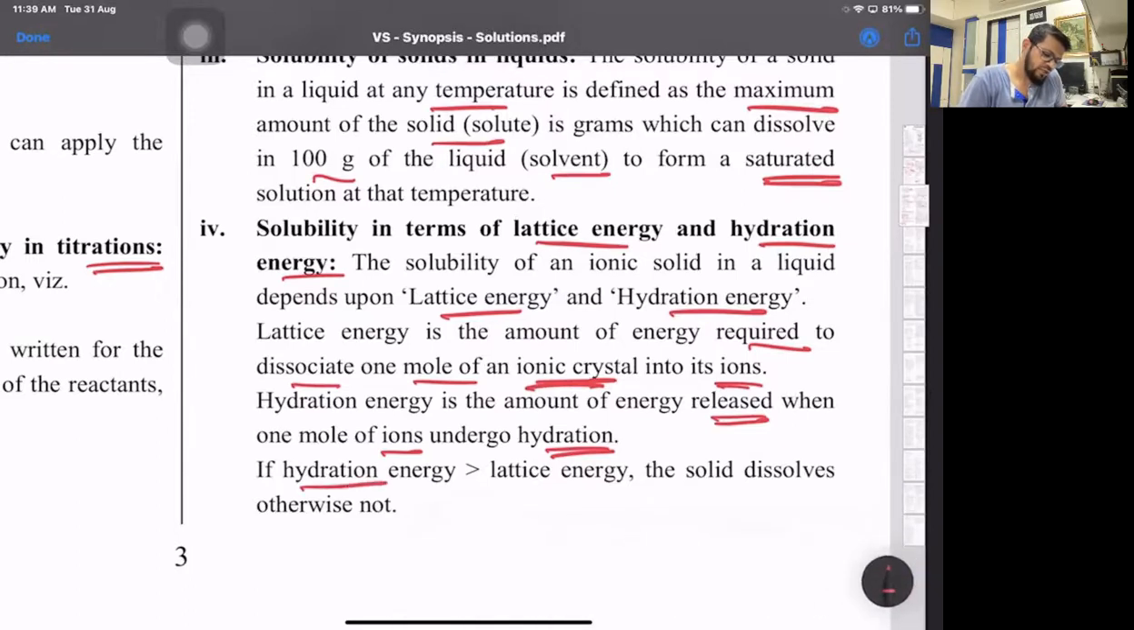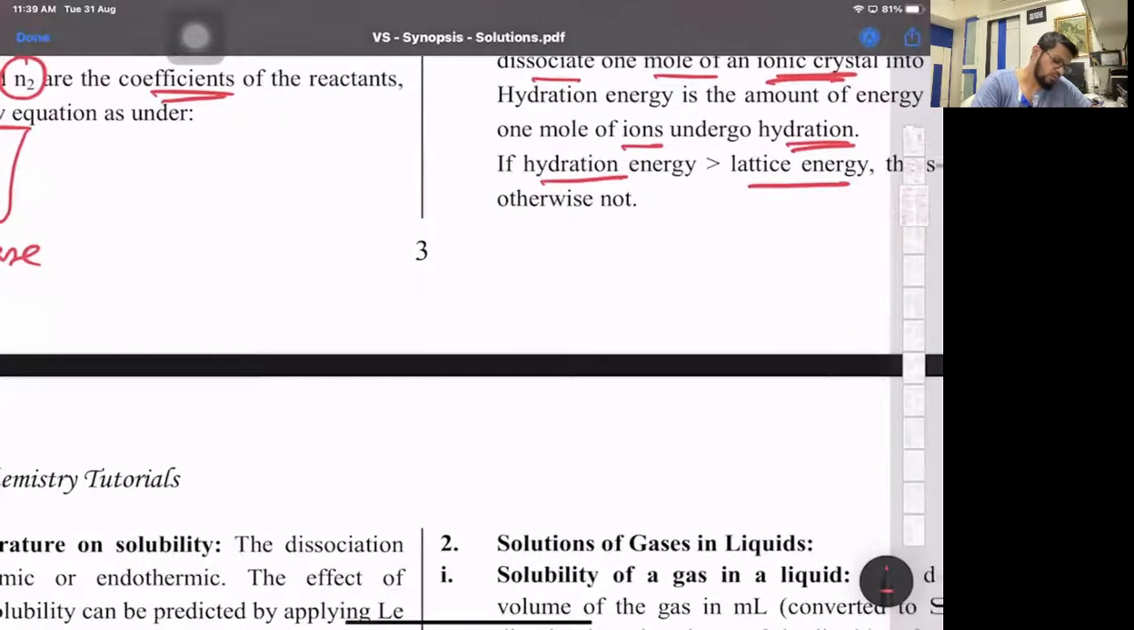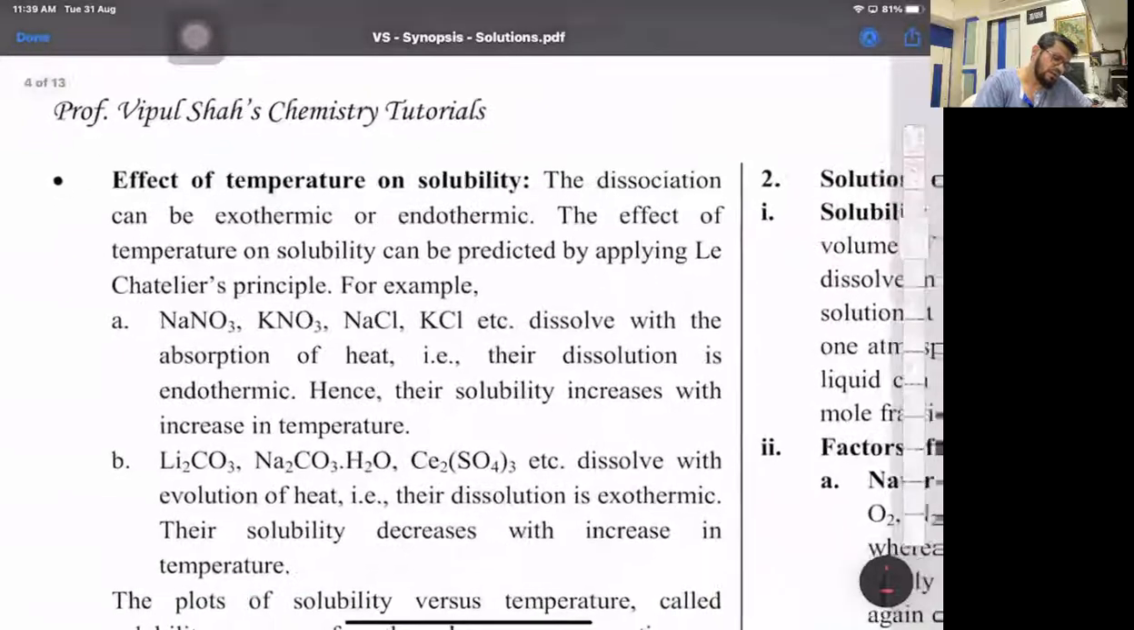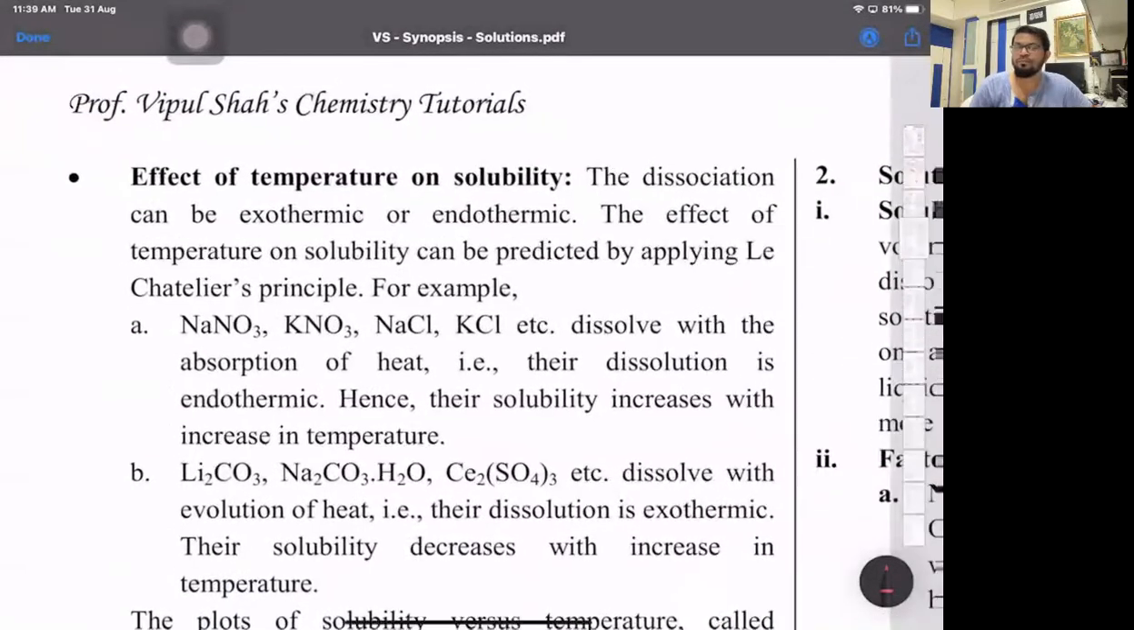So it says if hydration enthalpy is greater than lattice energy, then the solid will dissolve, because it has more affinity for the opposite ions of the solvent that way. Then the next component over there, what we have, effect of temperature on solubility.